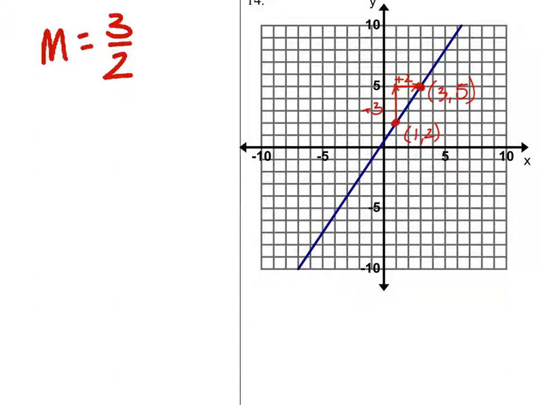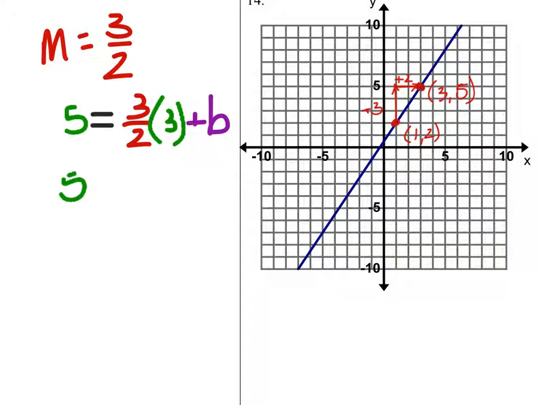I said I'd use slope-intercept form on this one, so let's do that. I've got y equals m, which is 3/2, times the x. And then I will add that to the b value. And we have two points, actually, that we can use, but let's use the one that they gave us, which in this case was (3, 5). So my x value is 3, and my y value is 5. So this gives me 5 equals 3/2 times 3. You guys need to know how to do this. That gives me 9/2, and then I got plus b.